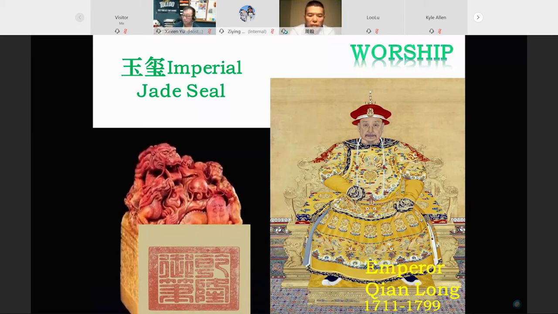It shows a special function and validity, just like our signature. In ancient China, you used a brush and ink to write the Chinese characters, but emperors could not always take those things with them, so they used the seal.